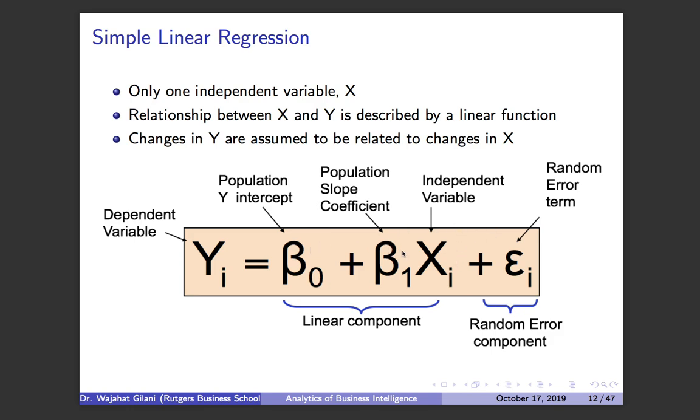Okay? This part, beta 1, is always attached to the independent variable. For every independent variable you'll have another beta attached to it that has some sort of subscript number greater than 0.